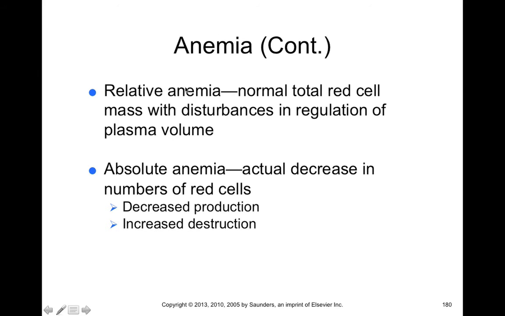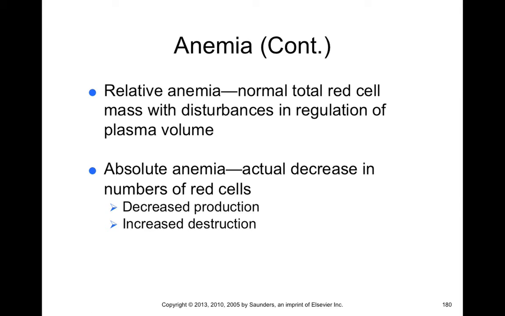Now, there are two main types of anemia. We have relative anemia and absolute anemia. Now, relative anemia is where the total number of red blood cells are going to be sort of diluted out with changes in plasma volume. So with relative anemia, you haven't changed the total number of red blood cells. However, what can happen is that if you get increases in plasma volume, then you're making your red blood cells more dilute.